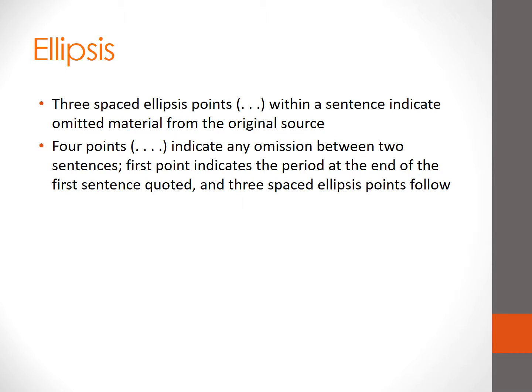Ellipsis. The ellipsis is 3 spaced points within a sentence, and we use those in academic writing to indicate omitted material from the original source. We use 4 points to indicate any omission between 2 sentences. The first point indicates the period at the end of the first sentence quoted, and the 3 spaced ellipsis points follow.